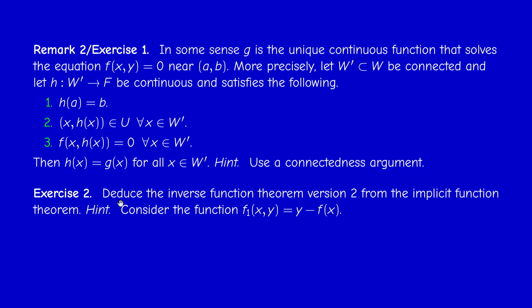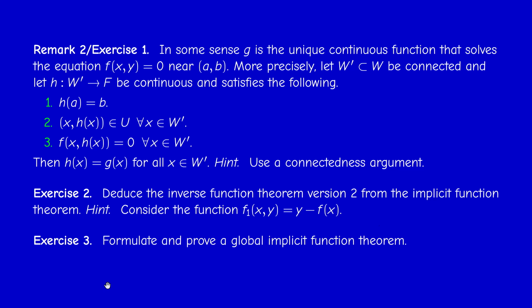And second exercise, deduce the inverse function theorem, version 2, from the implicit function theorem by considering the map f1 of xy equal y minus f of x. We apply the implicit function theorem to this map f1 of xy, and then we have to find the inverse of f. So the two problems are connected, actually. The two theorems are equivalent. You can deduce one from the other. We chose to prove the inverse function theorem first, but you could have proved the implicit function theorem first and then deduced the inverse function theorem.